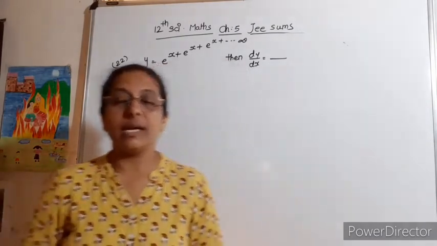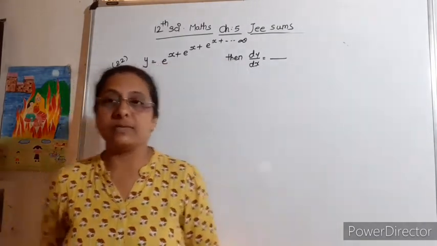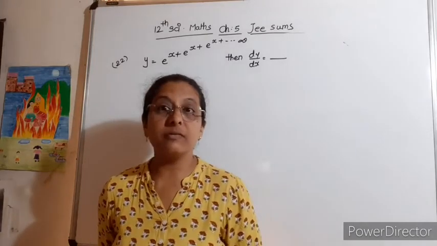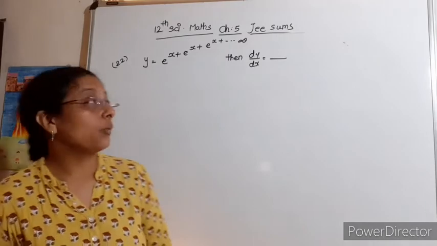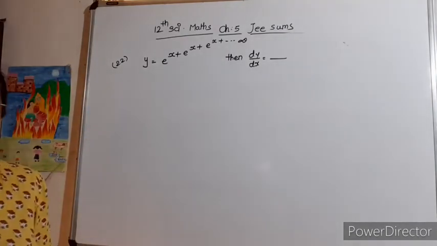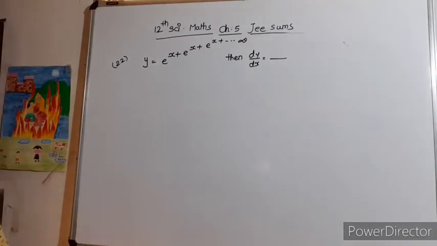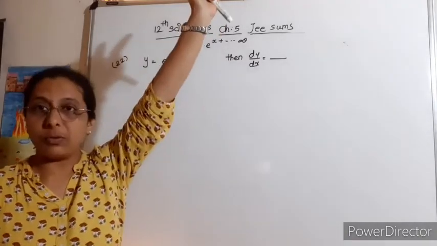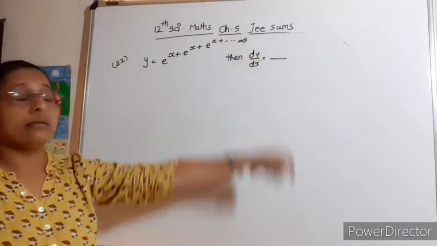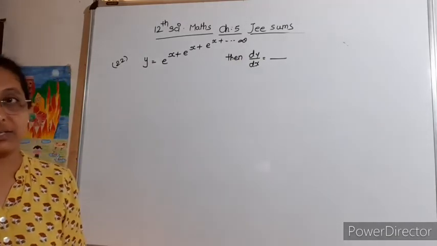Okay, last time we have seen 21 sums for the GEE. Now today we'll go ahead with some more sums, right? Then question number 22. y is equal to e raised to x plus e raised to x plus e raised to x plus... and so on, going up in the power. Then dy by dx is dash.